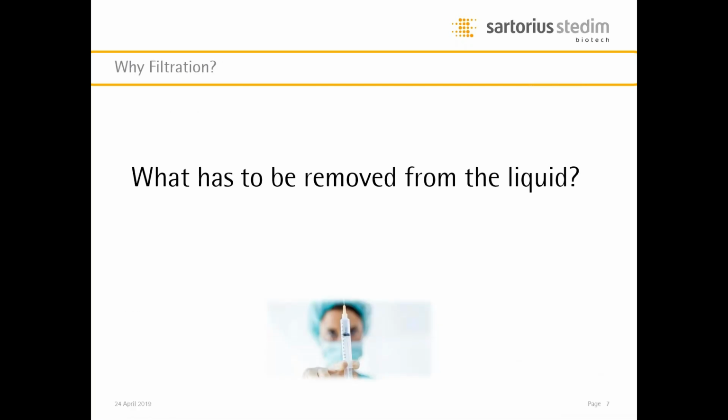So the basic question for us is what has to be removed from the liquid? It's clear, microorganisms. When we talk about contaminations, if it's an upstream step like media filtration, of course, we want to avoid that a different organism will ever have the chance to enter the fermenter. So all kinds of bacteria and yeast should be retained reliably. But there's more of that.